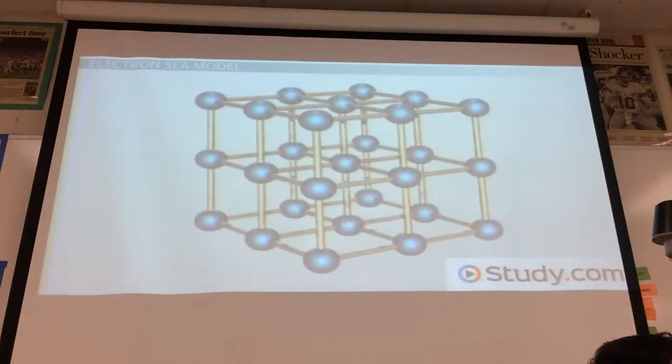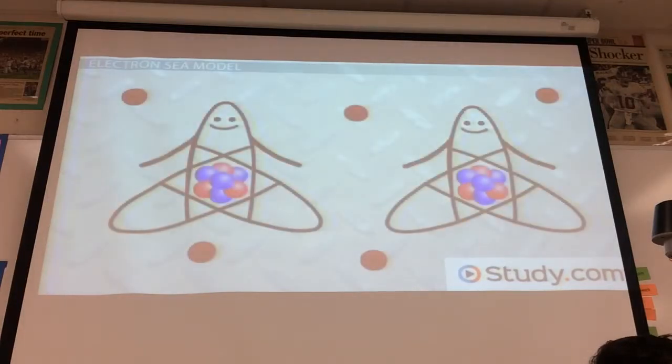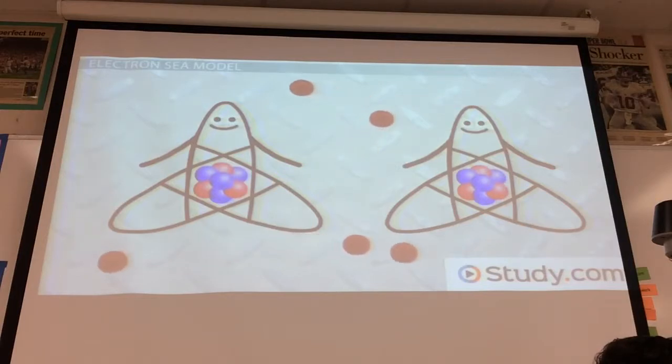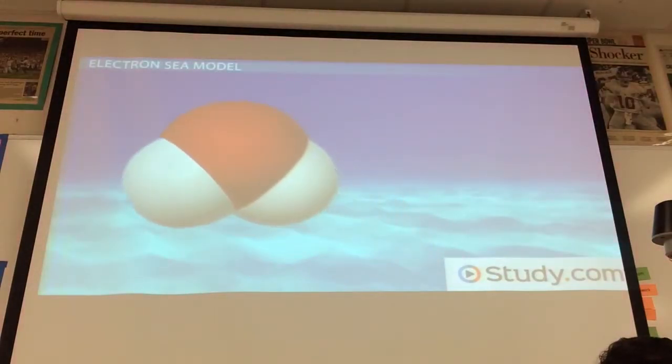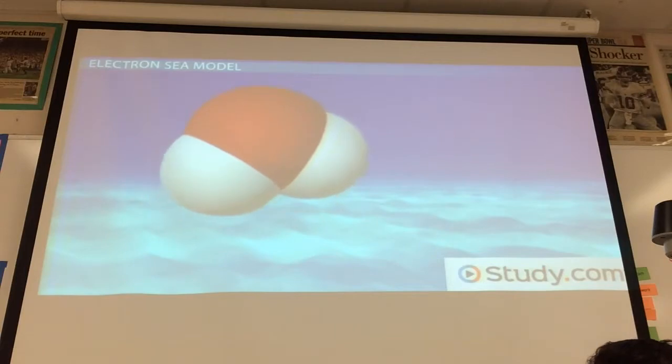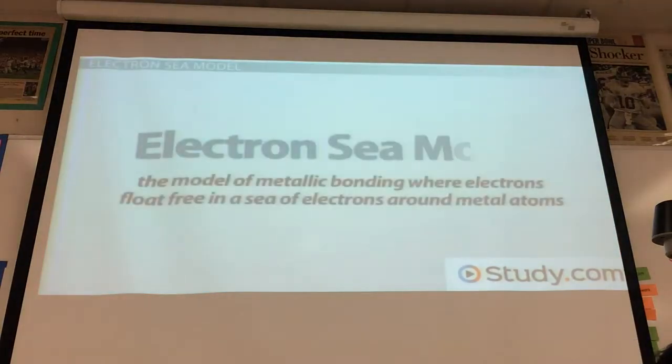Metals form compact and orderly crystalline structures. They look like this. When metals are next to each other, the valence electrons don't just stay on their own atom. They roam around the whole metal complex. They float free, as though floating through a sea of electrons, much like an individual water molecule floats free in the sea. This is why it is called the electron sea model.